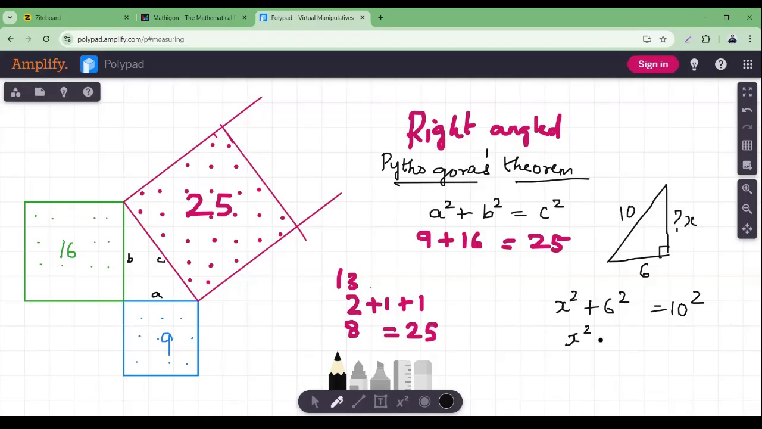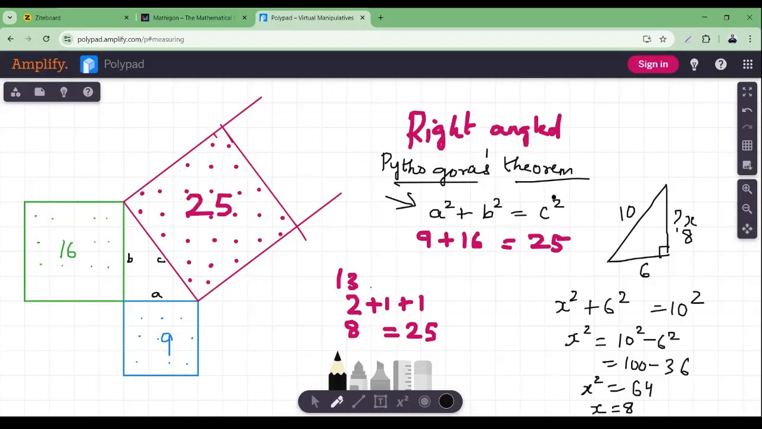So simple, x square will be equal to 10 square minus 6 square. 10 square is 100. 6 square is 36. Then I get x square as 64. If x square is 64, then x will be 8. That means this will be 8 centimeter. So, in a right angle triangle, using the Pythagoras theorem, if we know two sides, the third side we can find out using this relationship.